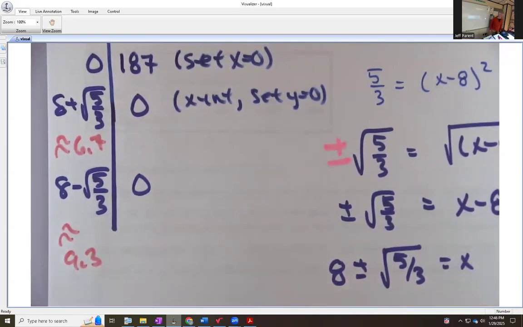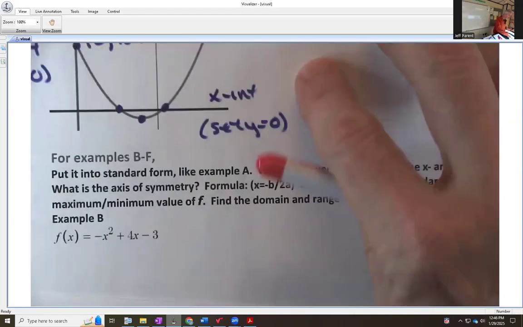Just a heads up, Desmos I don't think has a plus or minus key. So you're just going to have to type it in twice. Sorry. Wish it was different. All right, so we got all three of those. That's great.